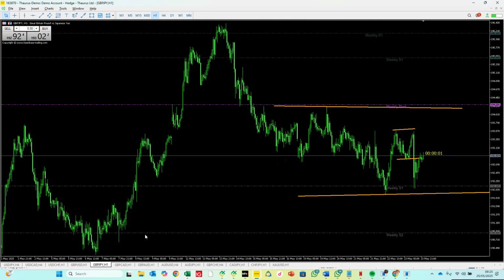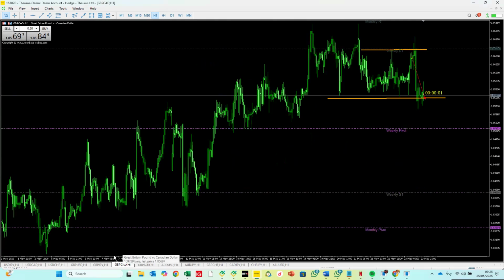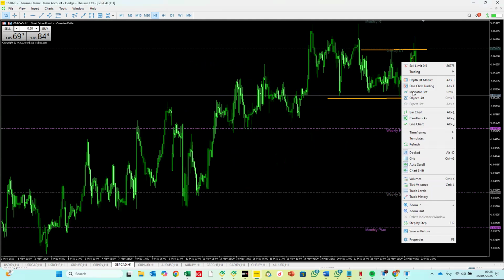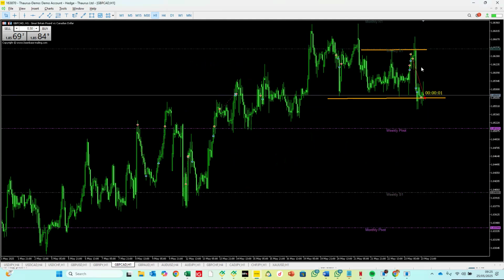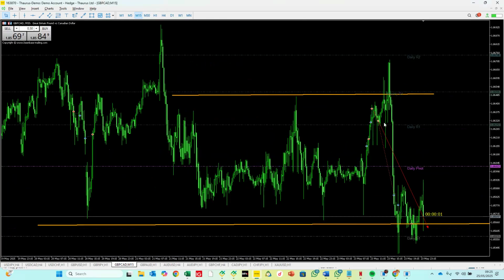Now for pounds card. For pounds card, I think I was able to take advantage of that too. I think I was able to take advantage of this sell. Yeah, take advantage of that sell and then it closed somewhere around here. But I have not taken a buy yet.